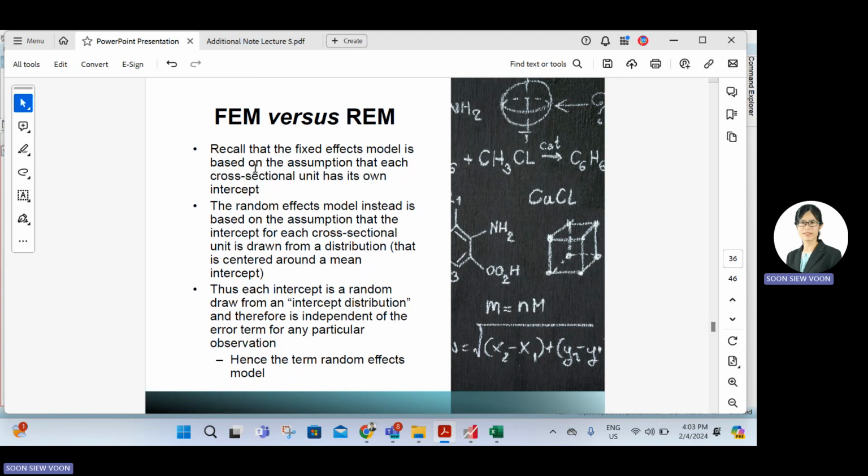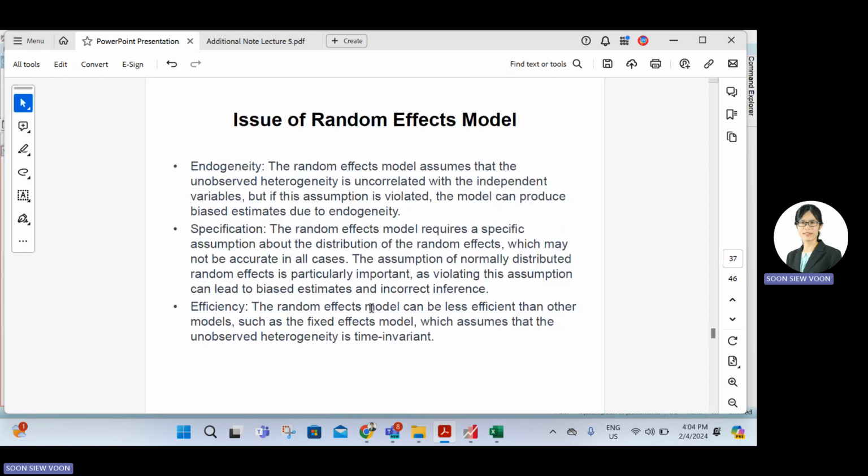So now recall that the fixed effect model is based on the assumption that each cross-sectional unit has its own intercept, but the random effect is based on the assumption that the intercept for each cross-sectional unit is drawn from a distribution. It means that it is random. So each intercept is a random draw from the intercept distribution, and therefore is independent of the error term for this particular observation. So that is the difference between these two. So what are the issues? Almost a similar issue to the fixed effect, but you can see the differences after you go through these two slides.